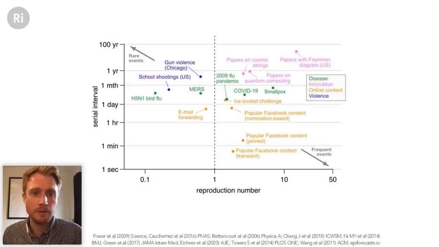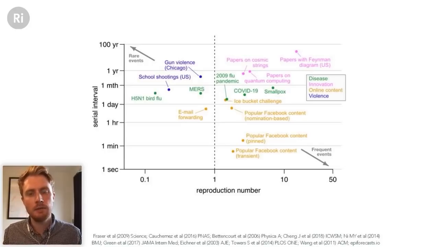For example, concepts in physics, things like Feynman diagrams and quantum computing, have had high reproduction numbers but longer serial intervals, because obviously the time scale on which scientific research happens and publishes is longer than you might see for biological contagion. But this all gives you a sense of the range of values we might see. Obviously, this is a small proportion of studies, and there's lots of other examples out there.